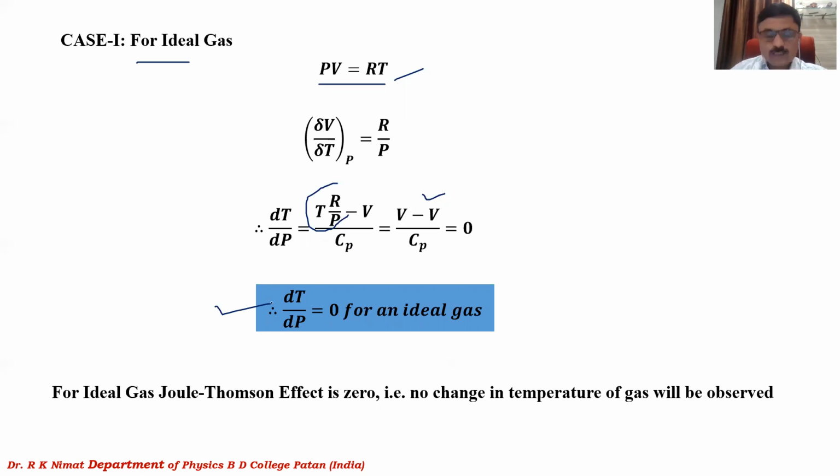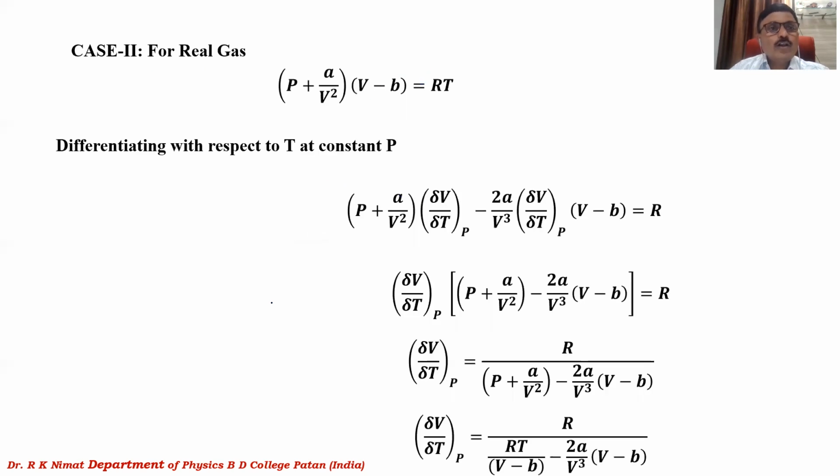Now let us see the case of the real gas. For a real gas, we know that the equation of state is given by the van der Waals equation, and that van der Waals equation is (P plus A divided by V square) into (V minus B) is equal to RT, where A and B are van der Waals constants. This is also for 1 mole of gas.